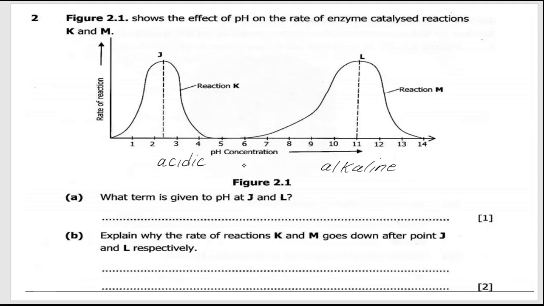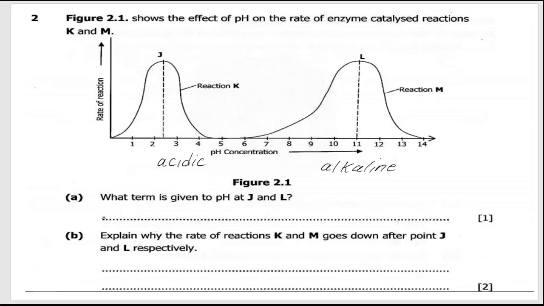So pH means how acidic or alkaline an environment or solution is. We call that the pH. So that is what we have for the diagram. Now that we have seen and observed what we have here, we can therefore start answering our questions.